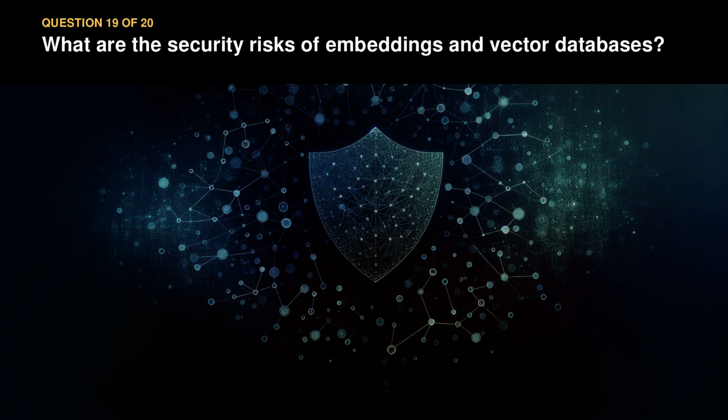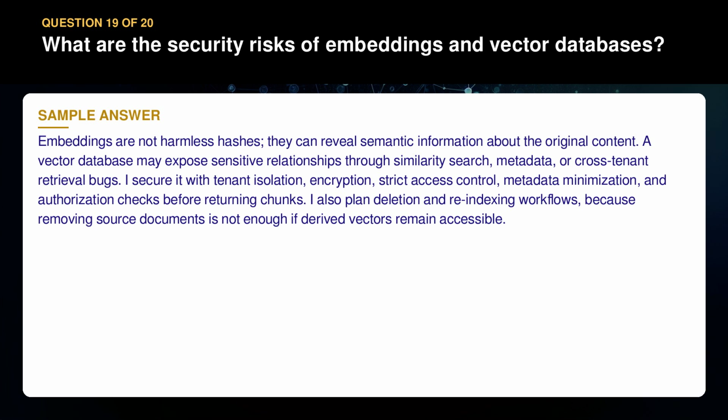Question 19. What are the security risks of embeddings and vector databases? Embeddings are not harmless hashes. They can reveal semantic information about the original content. A vector database may expose sensitive relationships through similarity search, metadata, or cross-tenant retrieval bugs. I secure it with tenant isolation, encryption, strict access control, metadata minimization, and authorization checks before returning chunks. I also plan deletion and re-indexing workflows because removing source documents is not enough if derived vectors remain accessible.